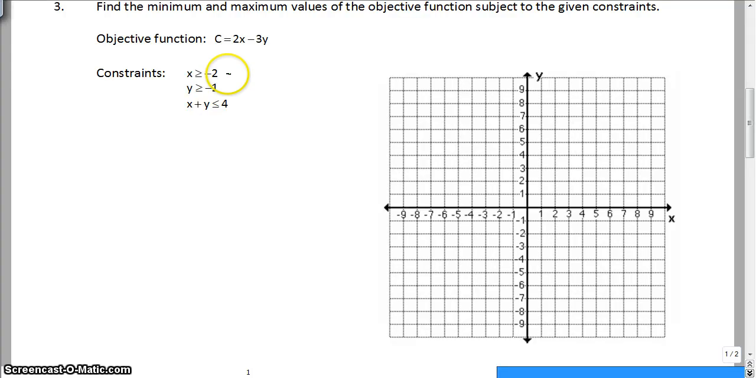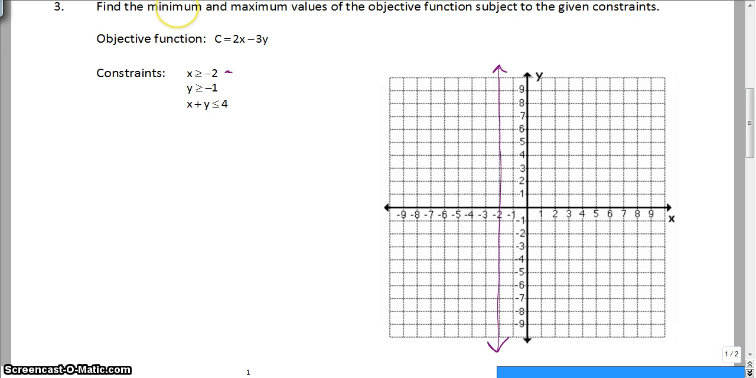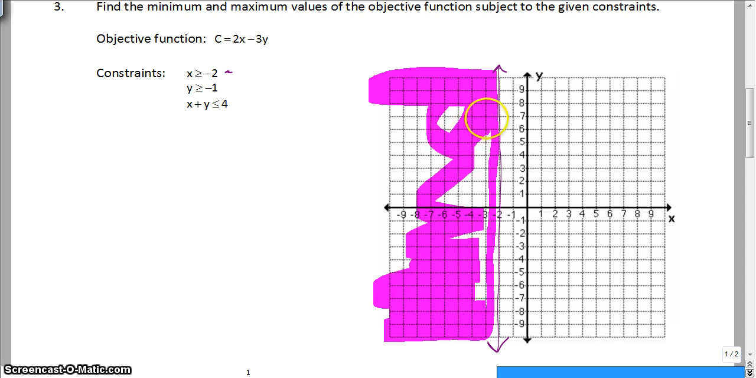So the first thing you want to do is graph all three. So x is greater than or equal to -2. So we're going to go to -2. This is an x, so we have a vertical line, solid. Remember, in this class, we are going to shade false. So we are going to shade to the left, even though it's greater. Okay, so we're going to shade this way.